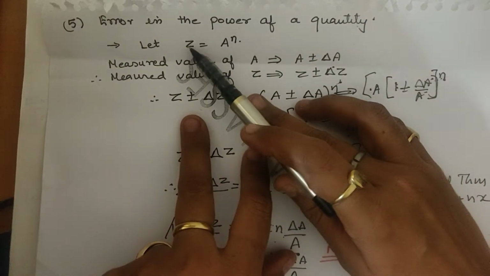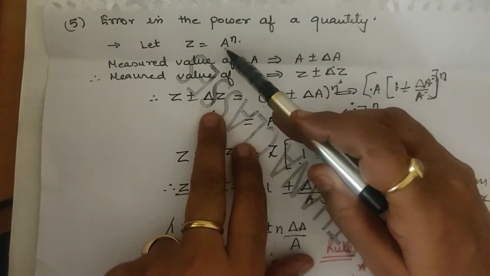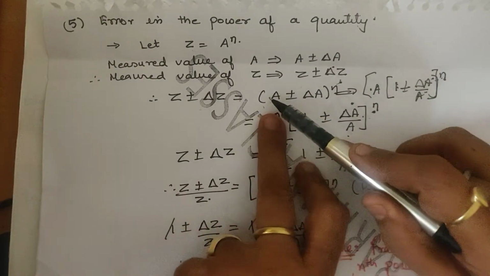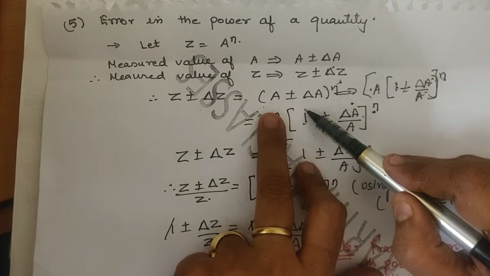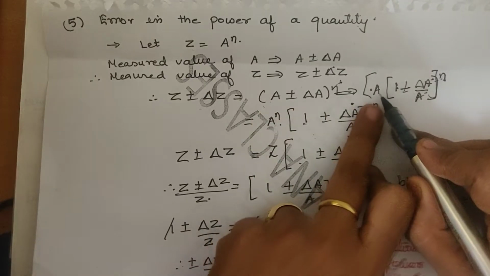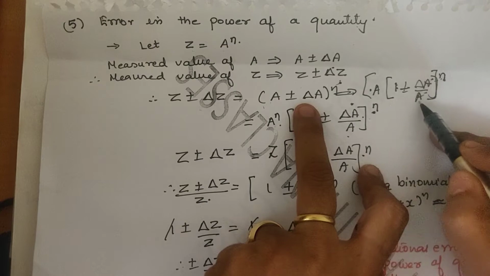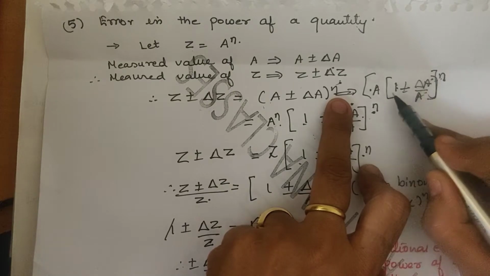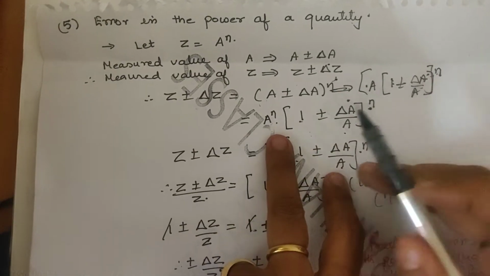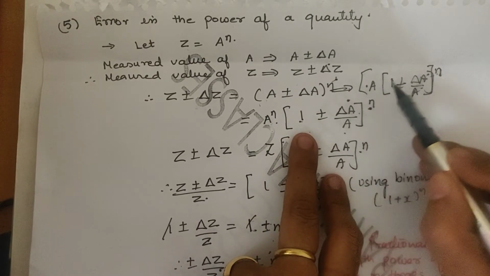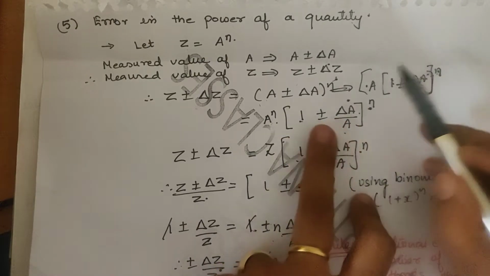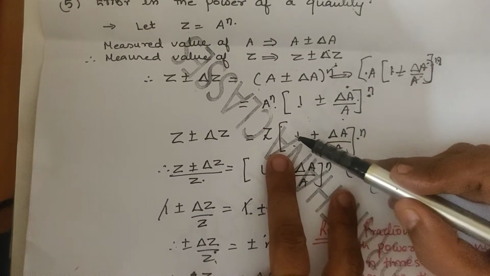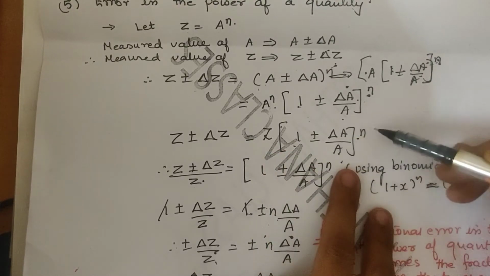So if I substitute here z plus or minus delta z, this becomes a plus or minus delta a raised to n. From this part I have taken a common, so a is taken as common in a bracket. So a is common, 1 plus or minus delta a upon a, raised to n. Now this n is applicable to this part also and this part also. So I write a raised to n, 1 plus or minus delta a upon a raised to n. But what is a raised to n? A raised to n is z. So a raised to n is replaced as z, 1 plus or minus delta a upon a raised to n.